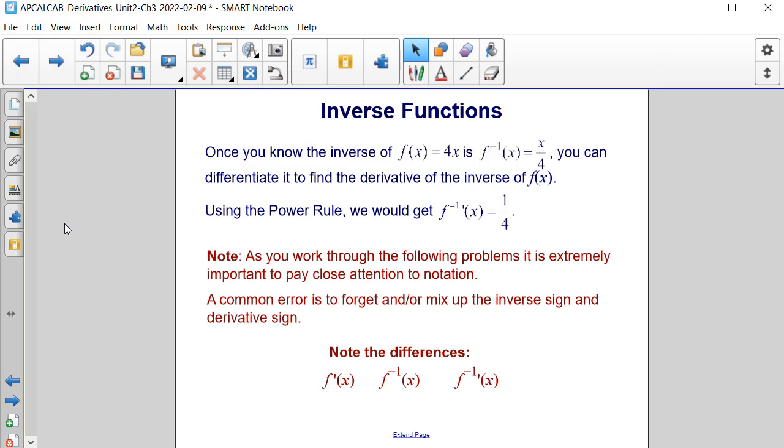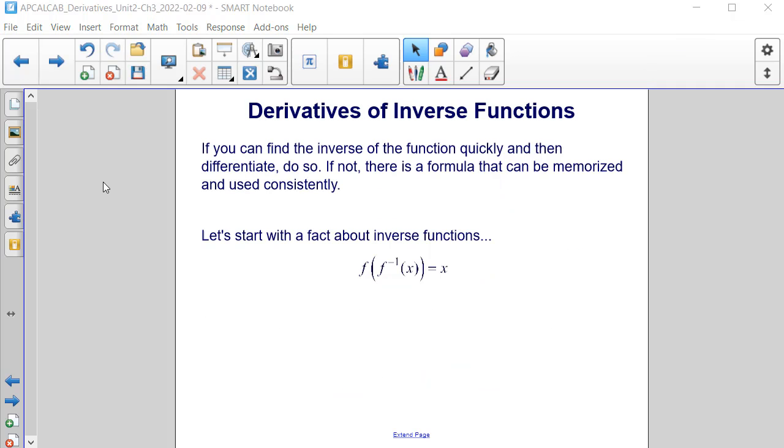It's important to note that as you work through the following problems, it is extremely important to pay close attention to the notation. A common error is to forget and/or mix up the inverse sign and the derivative sign. Please note the differences. f prime of x has the f apostrophe and then x in parentheses. The inverse of f, or f inverse, is noted as f raised to the -1 power of x, and the derivative of the inverse is noted as f raised to the -1, the prime notation, and then x in parentheses.